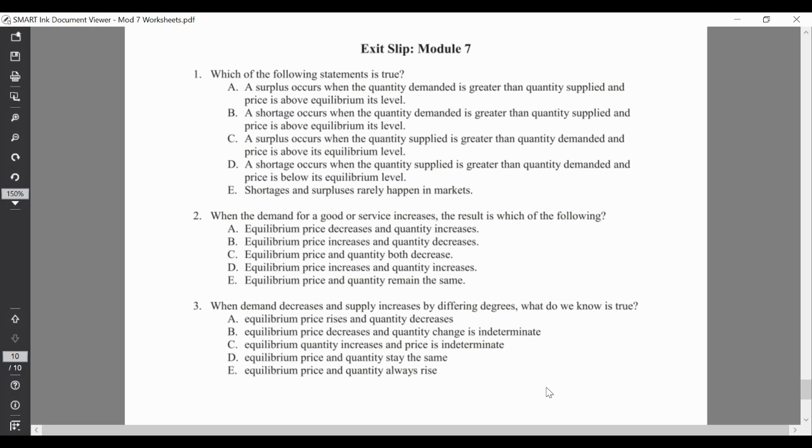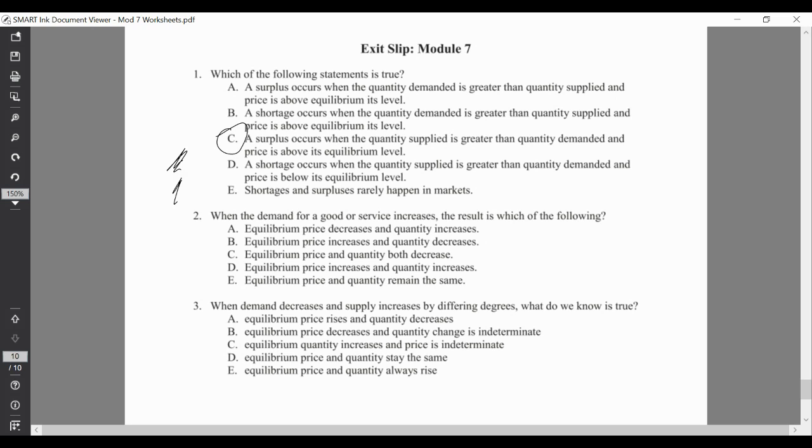All right. In module 7, exit slip, it says which of the following statements is true? It's almost like every time I turn the page, my pen goes out. Every time. All right. So it says which of the following are true? For number 1, it should be C.